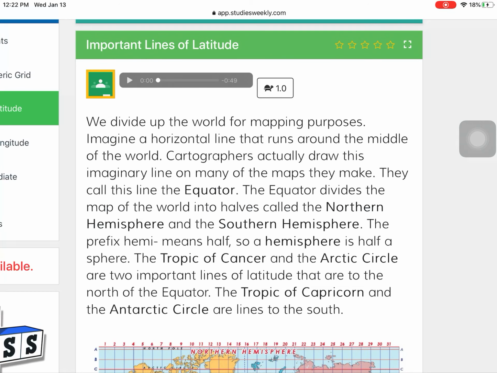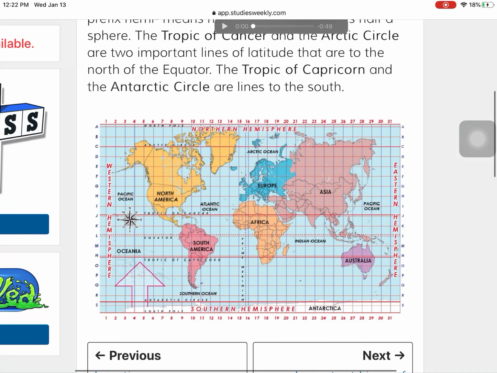The Tropic of Cancer and the Arctic Circle are two important lines of latitude that are to the north of the equator. The Tropic of Capricorn and the Antarctic Circle are lines to the south.